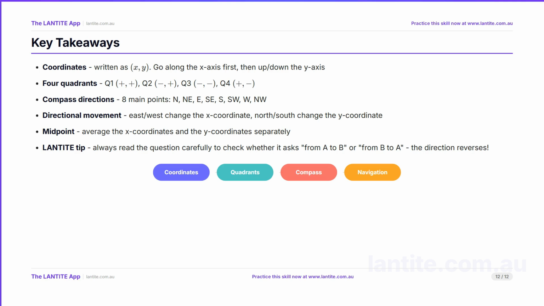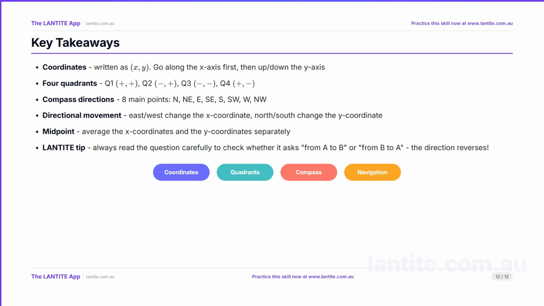Let's recap the key ideas. Coordinates are written as x then y. Go along the x-axis first, then up or down the y-axis. The 4 quadrants are numbered anti-clockwise from the top right, with quadrant 1 being positive, positive, quadrant 2 negative, positive, quadrant 3 negative, negative, and quadrant 4 positive, negative.